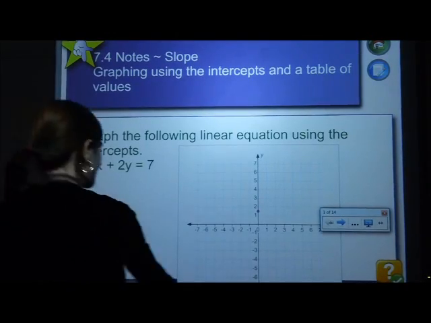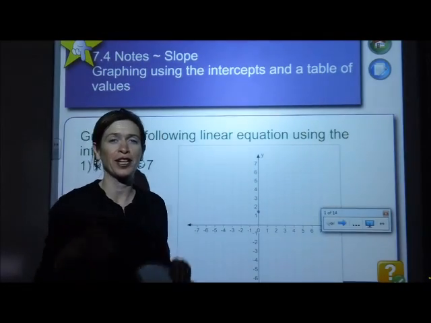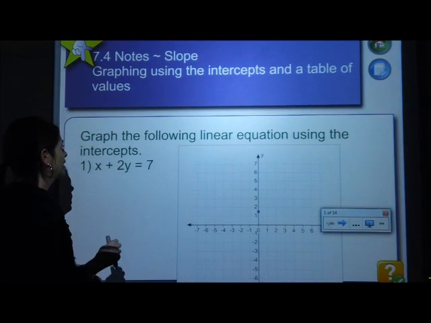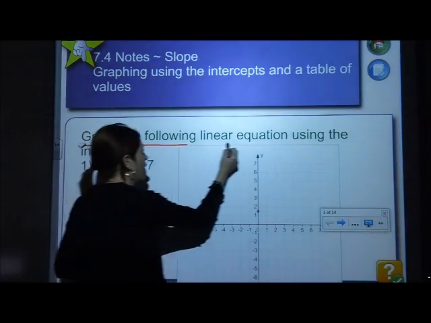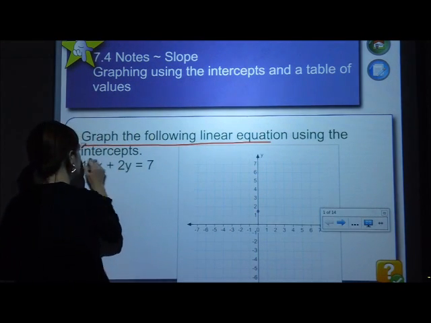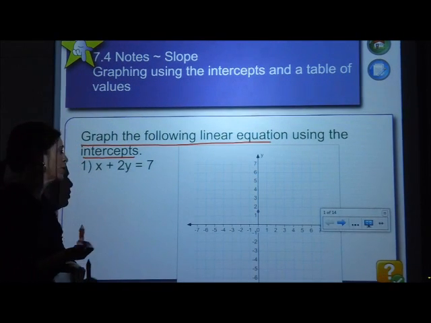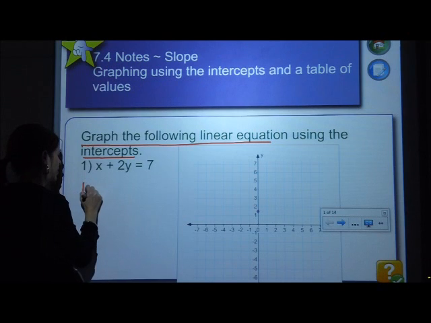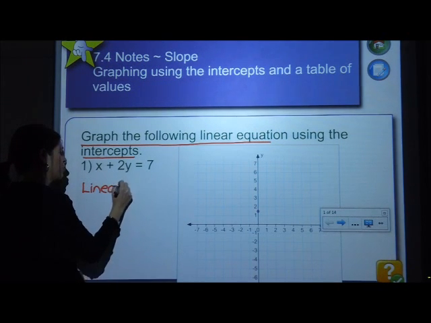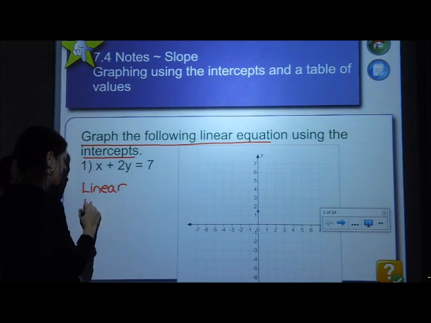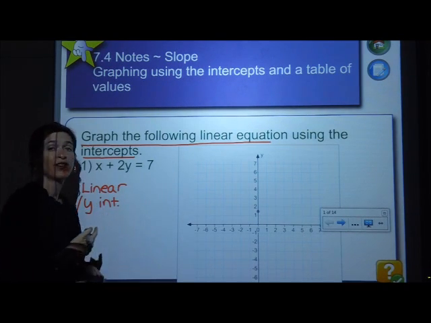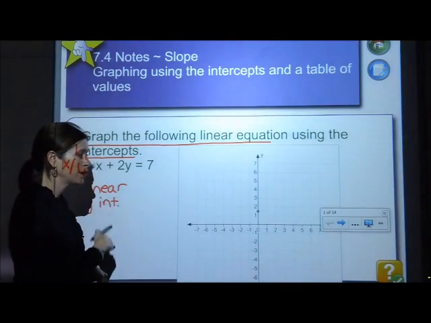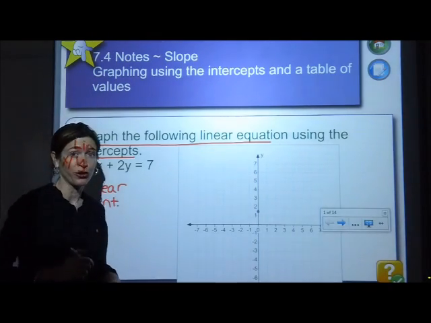Okay, so guys, today we're doing 7.4. We're talking about slope. What I'd like you to do is, as a warm-up for yourselves, go ahead and graph the following linear equation using the intercepts. Want to make sure that you ask yourself, how do I know it's linear? Recognize what the x and y intercepts are, and then create a table of values like we did in class. Now I'm going to be checking this tomorrow in class, okay?